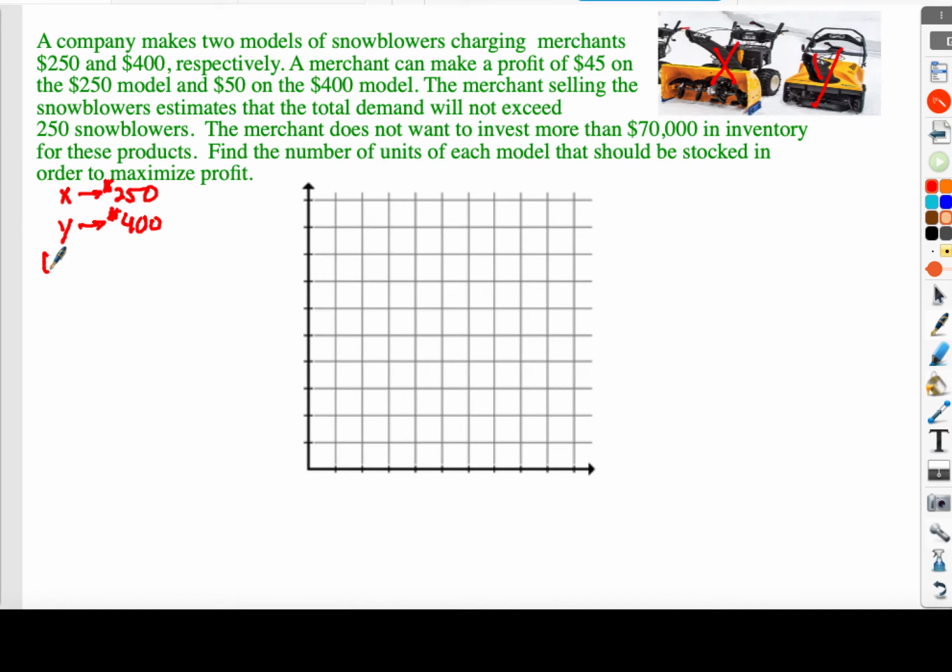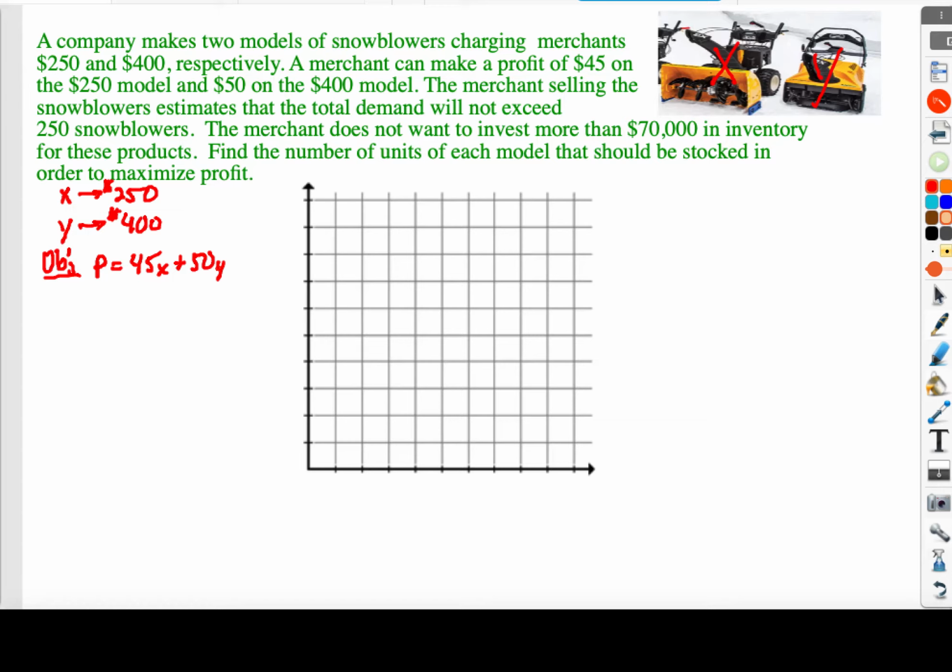So my objective function, where I'm going to actually get the profit, is that when I sell the $250 model, I make $45 per model. When I sell the other model, I make $50 per model. I'm likely to sell more of the first one, though, even though I make less money on it, because it's a cheaper model. I'm going to be able to sell it for less money, and I'm probably going to get a wider range of people being able to afford it.